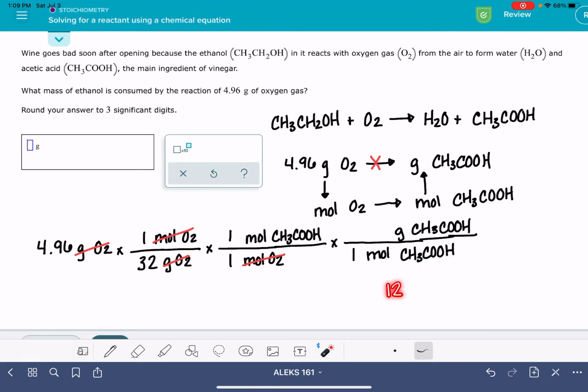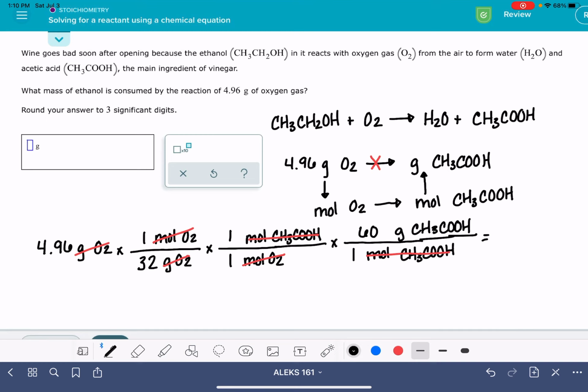Carbon is 12, hydrogen each are 1. Carbon again is another 12, 2 oxygens, and 1 more hydrogen. This adds up to, like, I feel like I need to use my calculator for this. 12 plus 3 plus 12 plus 16 plus 16 plus another 1 is 54. Nope, I hit 60. 60 grams per mole. Those mole units cancel out.